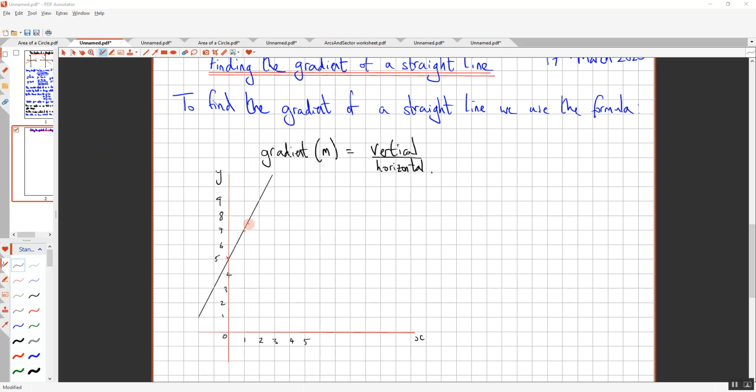Alright, so to find the gradient of this line, what I'll do is I'll put the grid paper onto the Team, so if you're at home and you need any, you can always print it out. So we said the gradient is equal to vertical over horizontal, so what does that mean?